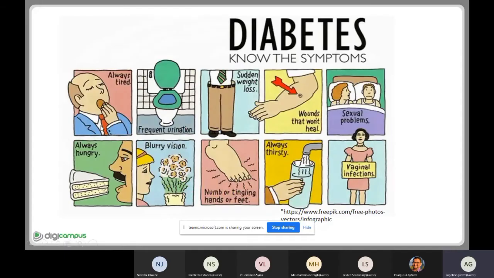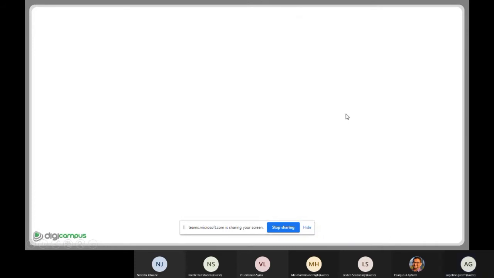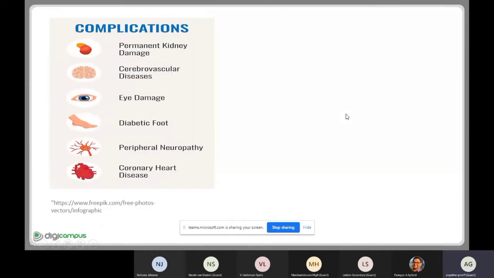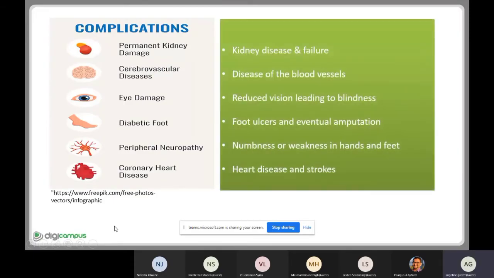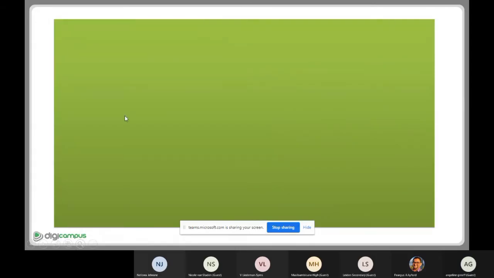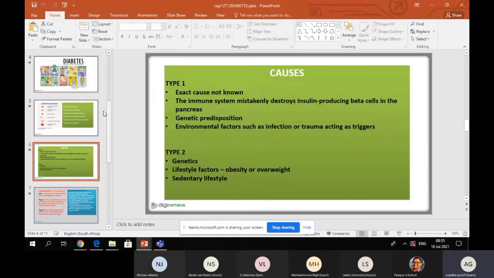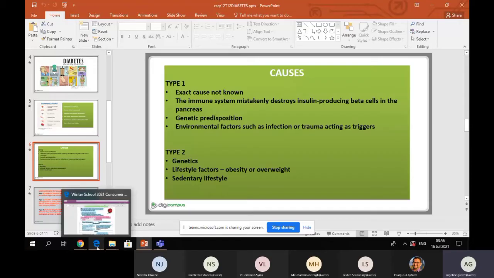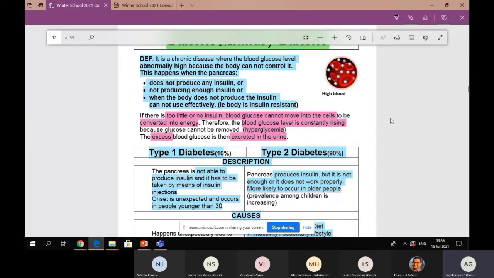And then of course you need to know all of the symptoms. I'm not going to go over all of the symptoms. This is something that you need to know. And then the complications as well. Also not going to go over all of that. I just want to get back to the booklet here. So basically I've gone over what's in your booklet there as well.